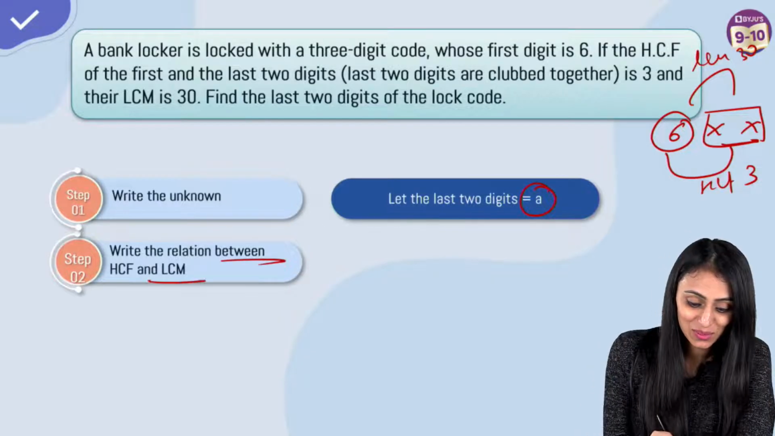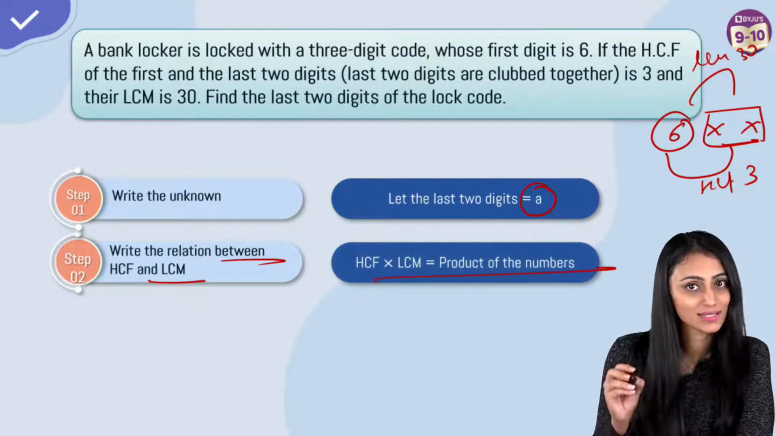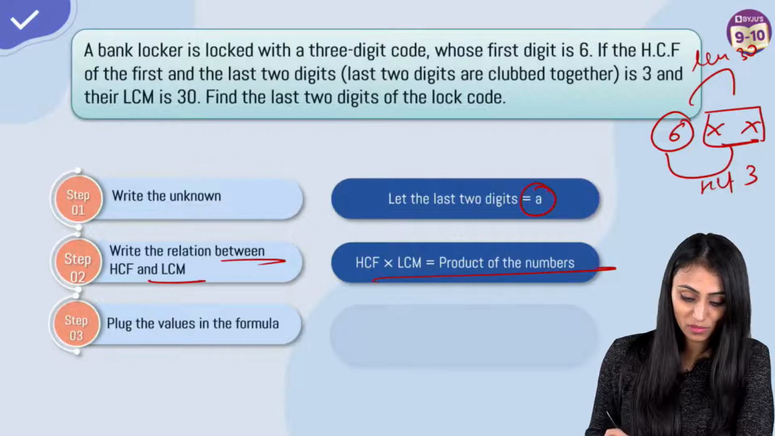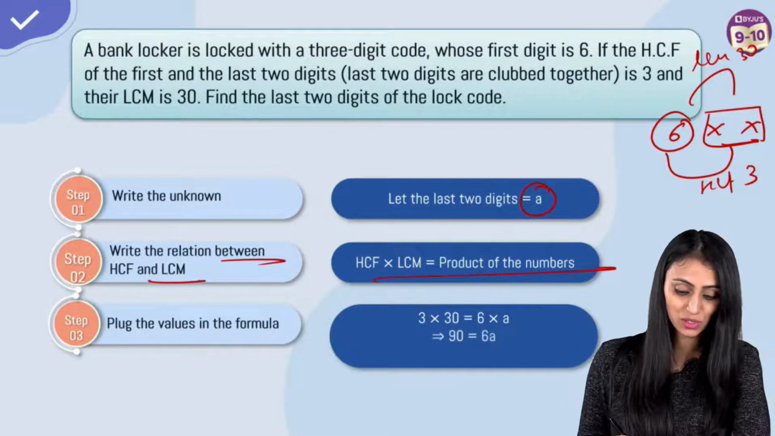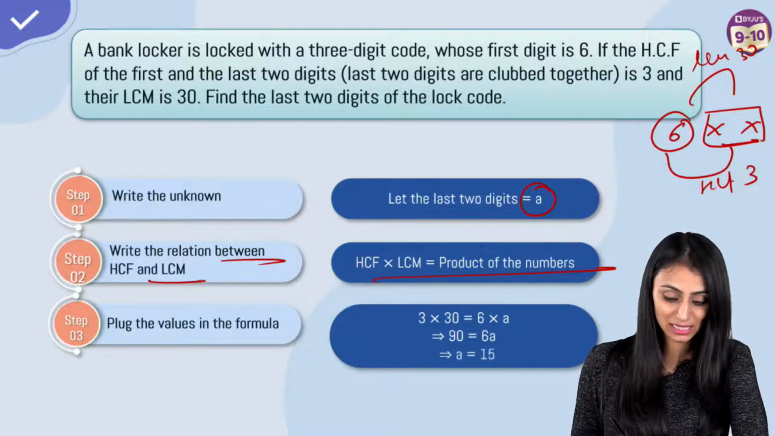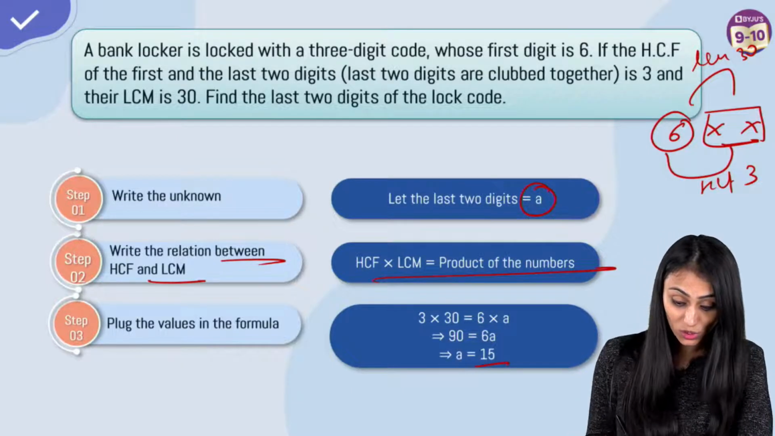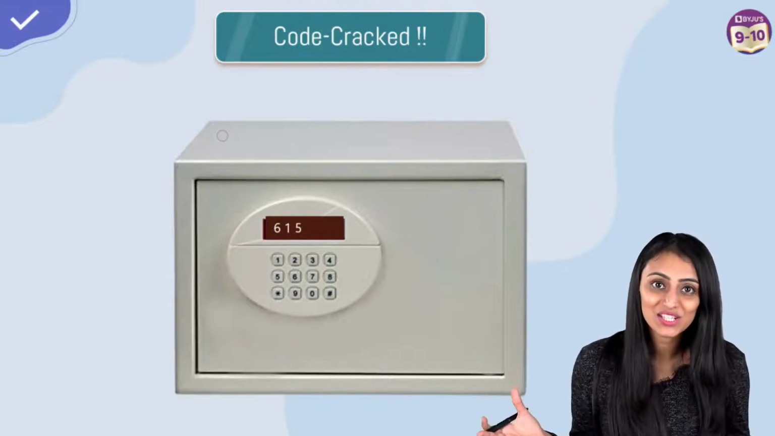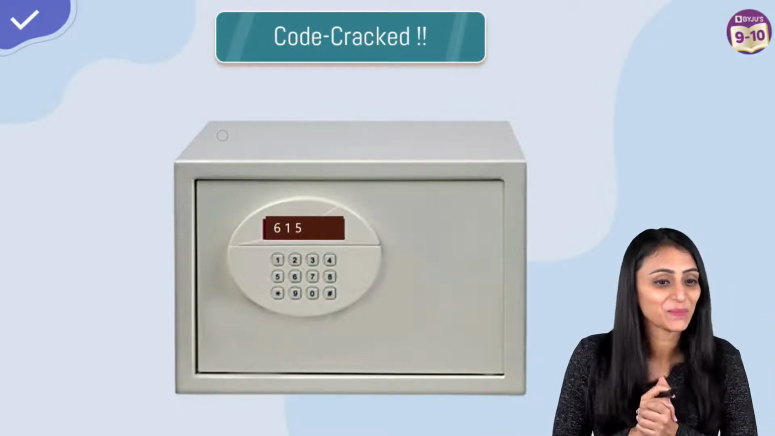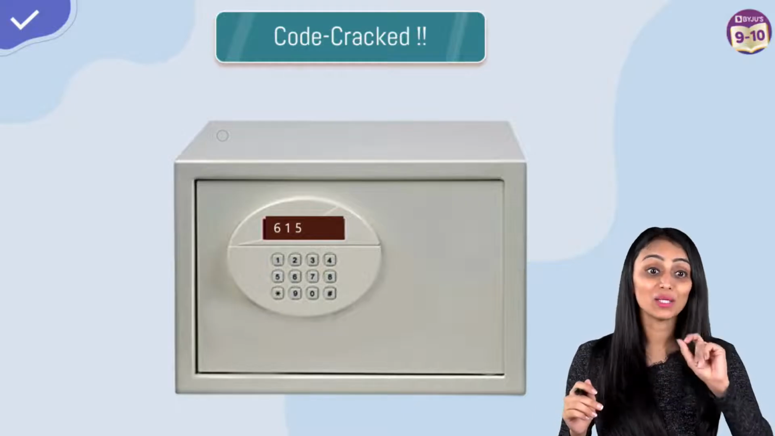So write the relation between HCF and LCM first. We know this is the relation, right? All we have to do is plug in all the values that we have. 3 times 30 equals 6 times A, 90 equals 6A, so A is 15. We're getting a 2-digit number and that's what the last 2 digits are. So we have cracked the code. Wow. So the value is 15.